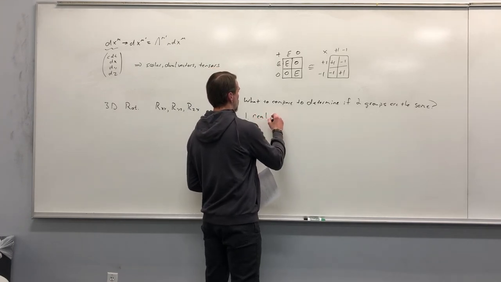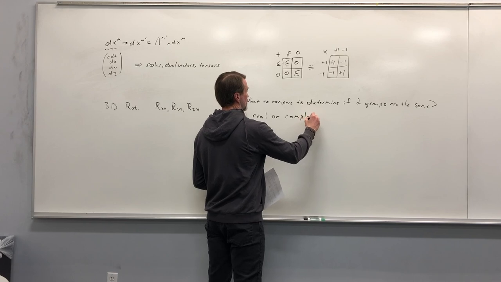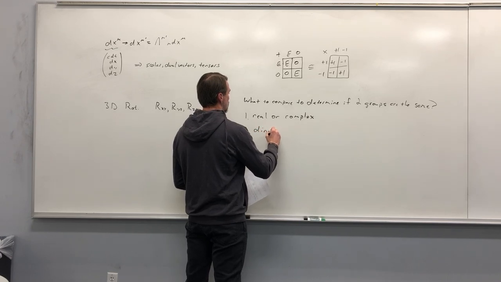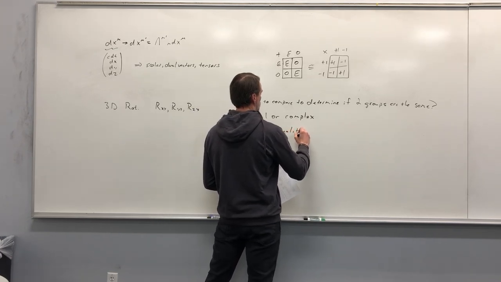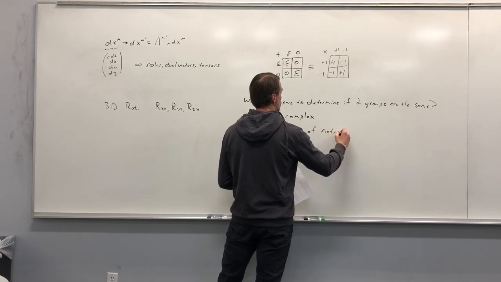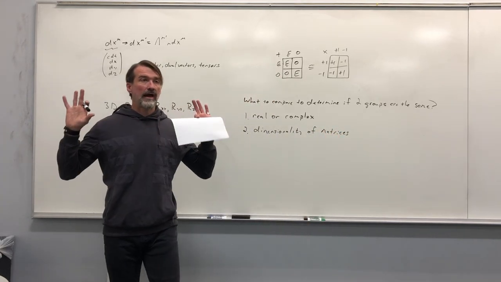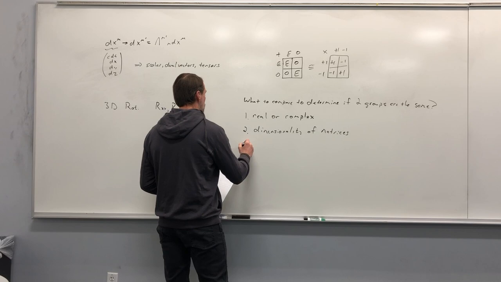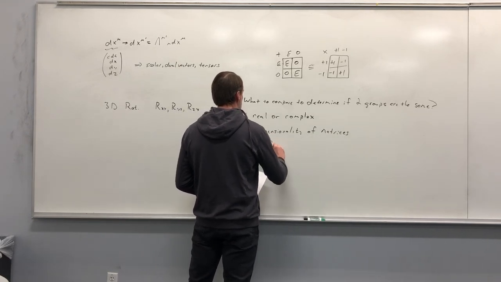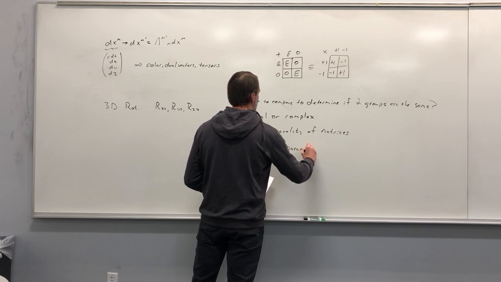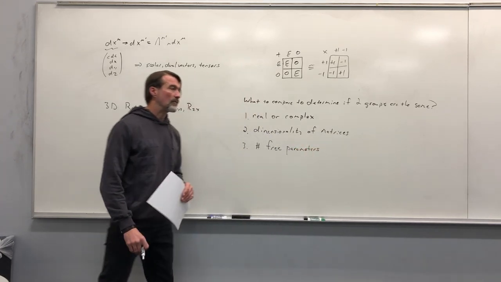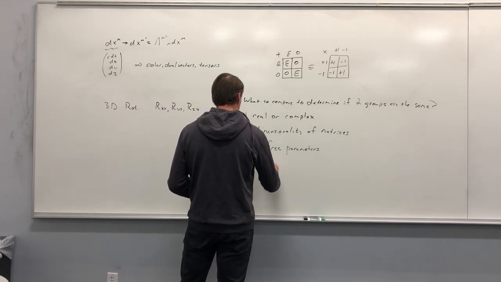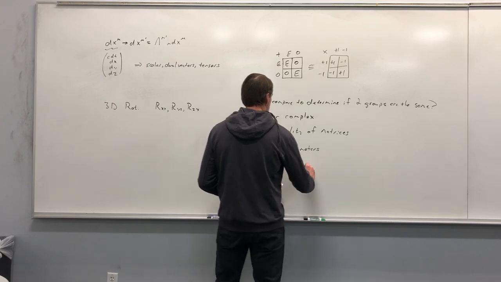So real or complex? Let me give you another suggestion. How about the dimensionality of the matrix representations? Remember, groups can be defined abstractly, and then you can give them a matrix representation, okay? Or what about the number of free parameters? That was the counting that we did for groups SO(3), SO(1,3), SO(2). And abelian versus non-abelian.